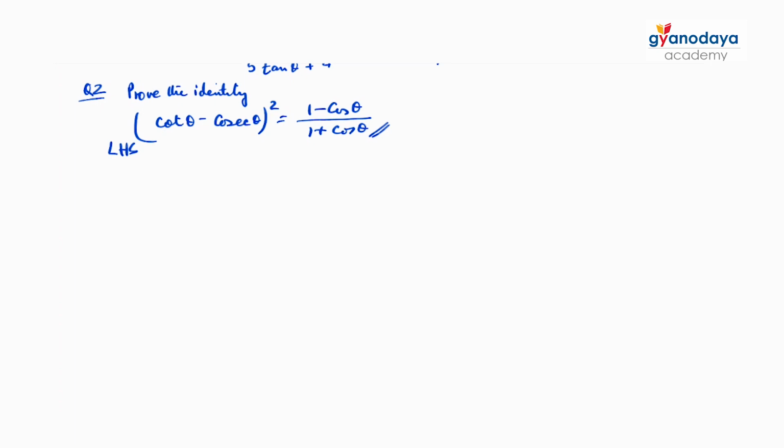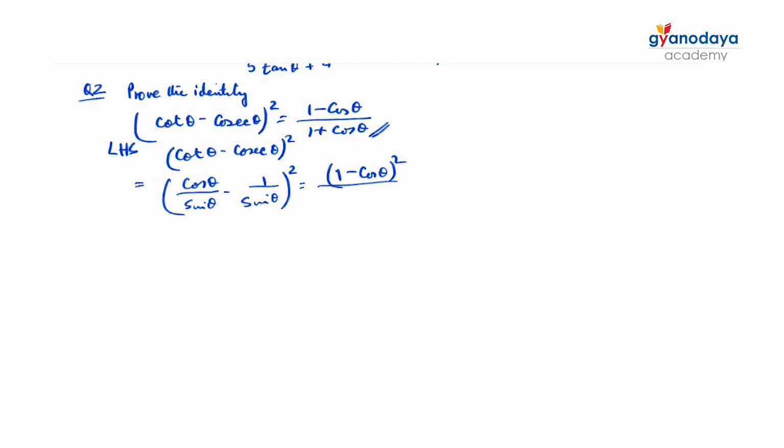So I will first begin with this, and I'll say that this is equal to (cot theta minus cosecant theta) whole squared. I convert it into sine and cos. So this is nothing but (cos theta by sine theta minus 1 by sine theta) whole squared, which I can say is (1 minus cos theta) whole squared by sine squared theta. I have changed it deliberately to 1 minus cos theta because it's a square: 1 minus cos theta whole squared is the same as cos theta minus 1 whole squared.